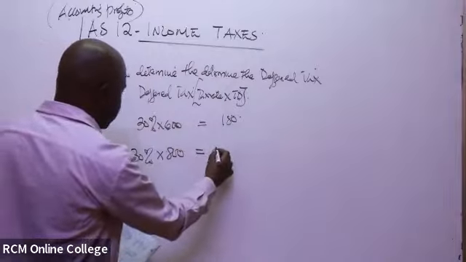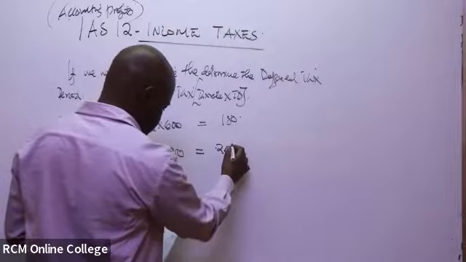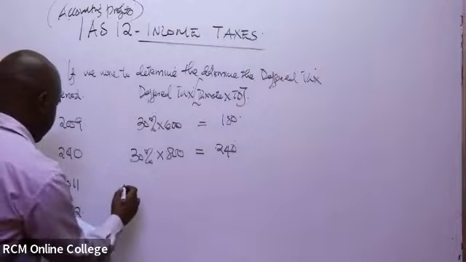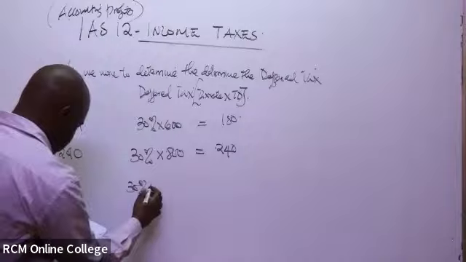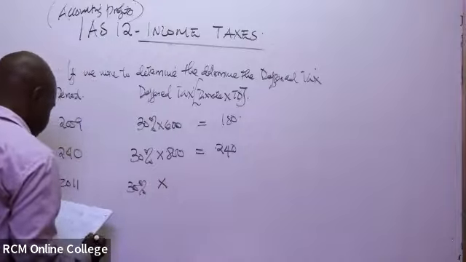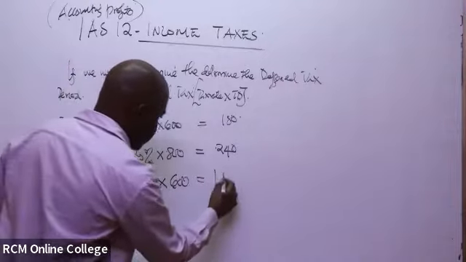So this one will come to, is it 240? I think 240. Yeah, is it 240 years? 240. Then in this case, the 2011 will likely be 30% multiplied by 600. It will be 600 is equal to 180.